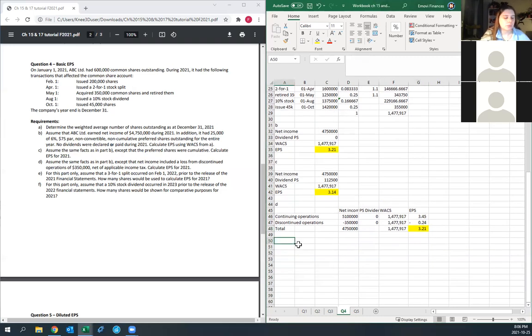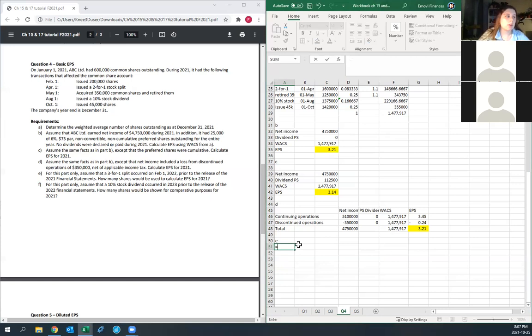For E, for this part only, assume that a 3-for-1 split occurred on February 1st, 2022, prior to the release of the 2021 financial statements. How many shares will be used to calculate EPS for 2021? As I mentioned earlier, you have to restate your number of weighted average common shares for the year if any split occurred, or any stock dividend occurred.